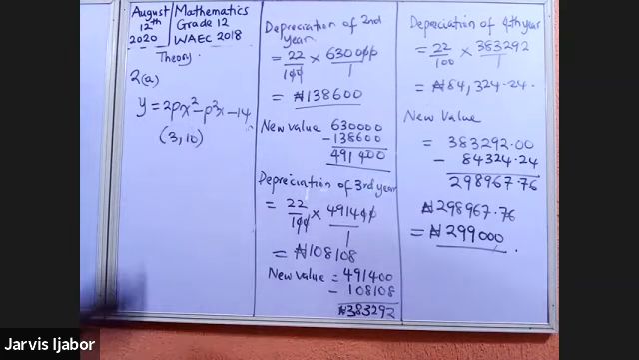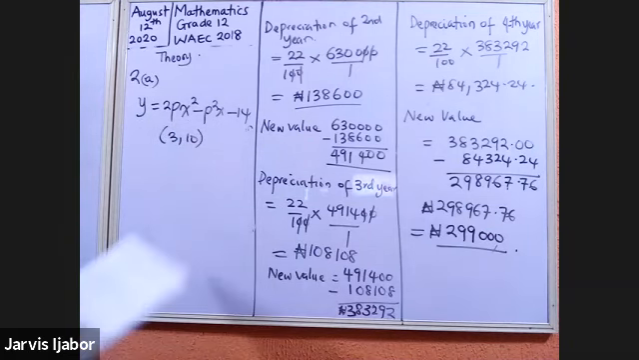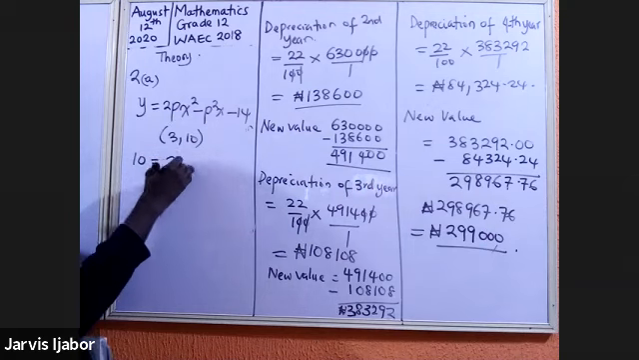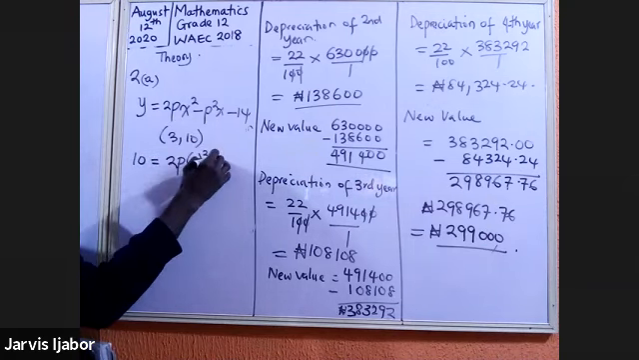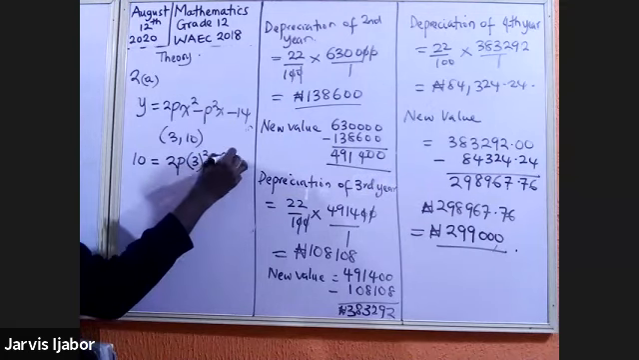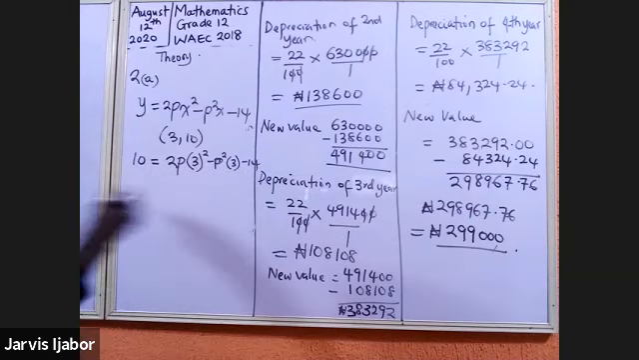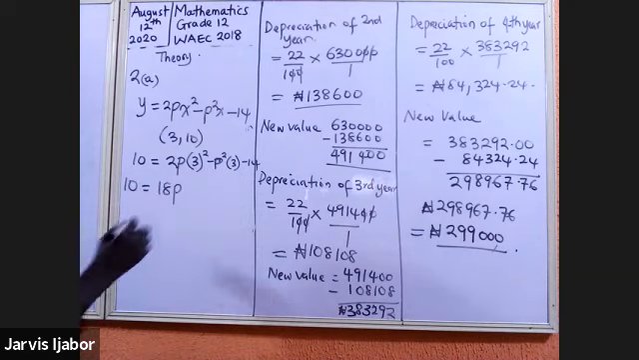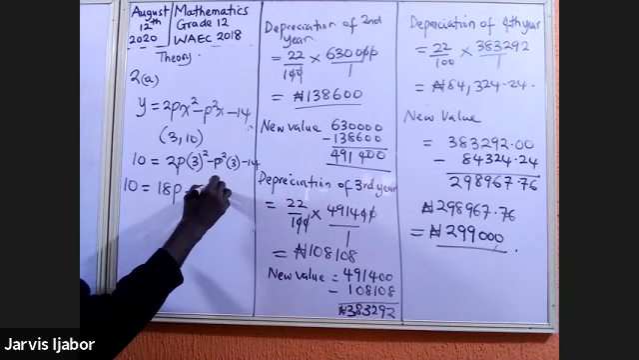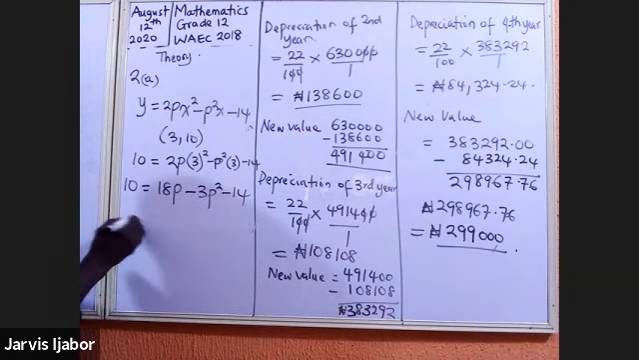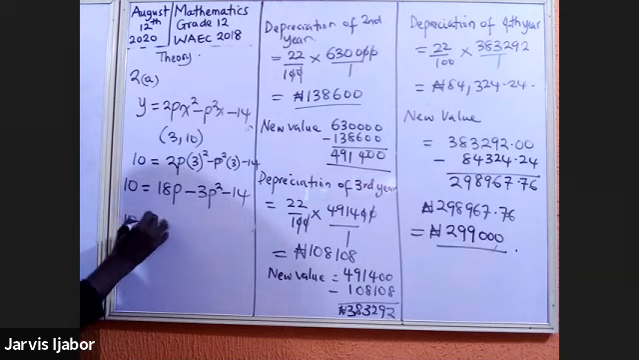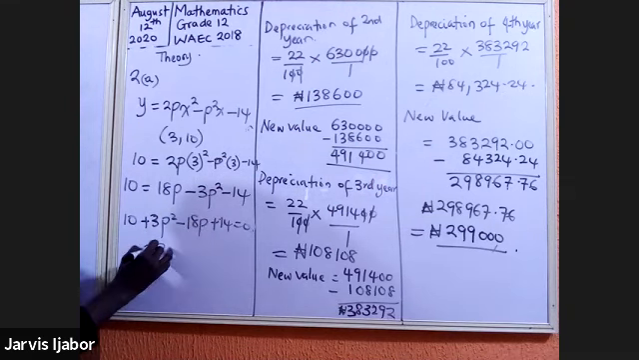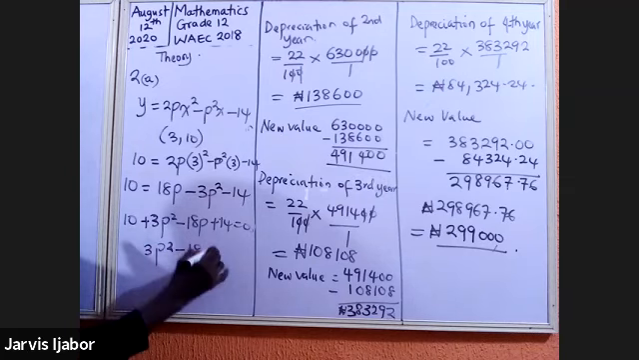So our advice is to get an equation in terms of p. When you have y, put 10, when you have x, put 3. So that will be 10 equal to 2p into 3 squared minus p squared into 3 minus 14. That means 10 will be equal to 18p minus 3p squared minus 14, which means 3p squared minus 18p plus 24 is equal to 0.